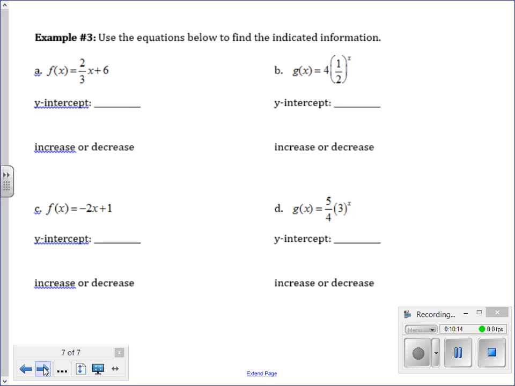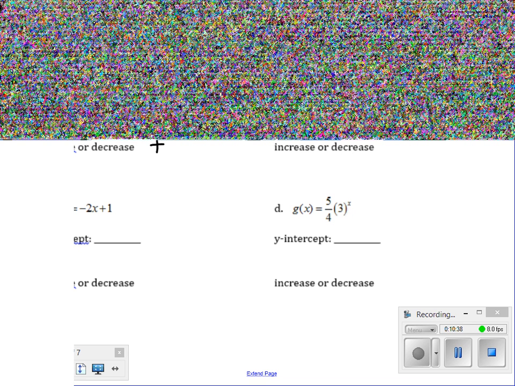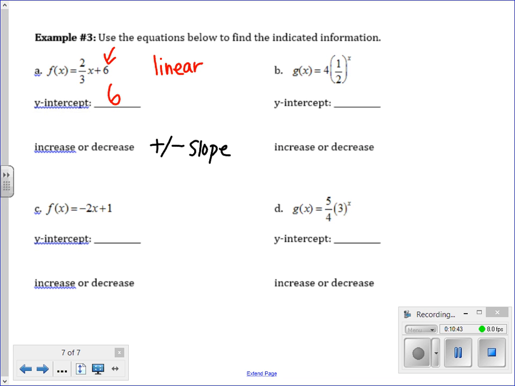When I look at example 3, letter A, it's in the form 2/3x plus 6. This is linear. So when I'm looking at a linear function, the y-intercept is b, the constant that's by itself. That y-intercept here is 6. Now here's the tricky part. When I'm looking at a linear function, for increase or decrease, I'm looking for a positive or negative slope. It has nothing to do with whether the value is greater than 1 or less than 1. It has to do with positive or negative. Because 2/3 is positive, this is an increasing linear function.